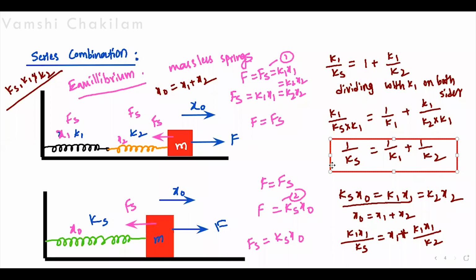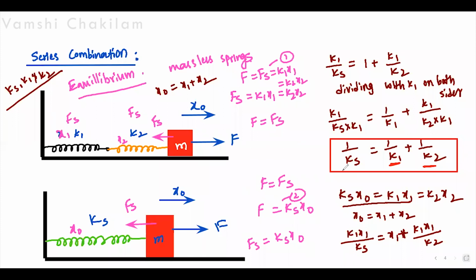How do we get that spring constant? You substitute in place of K1 the value 10, in place of K2 20. What value will you get? 1 by 10 plus 1 upon 20. How much will you get? 1 by 10 plus 1 upon 20. 20 upon 3 now. Yes or no? Ks value is 20 upon 3.